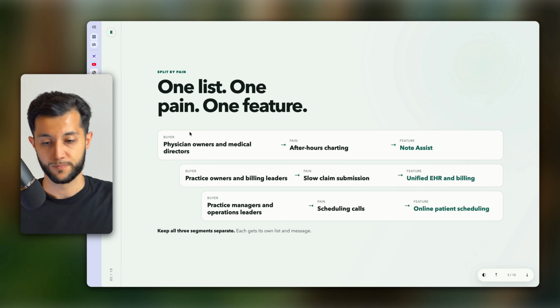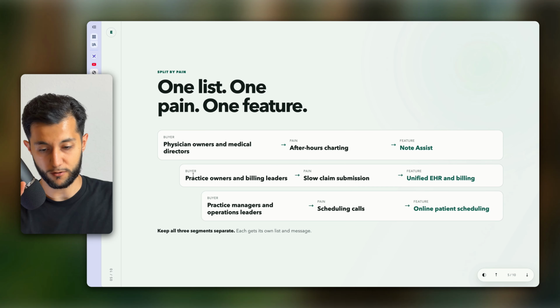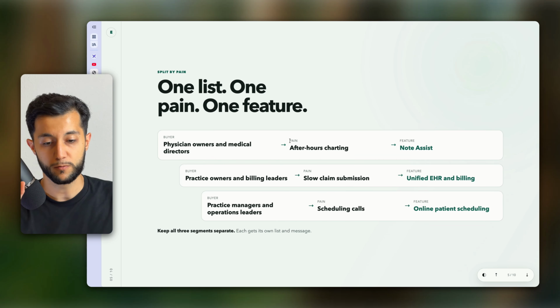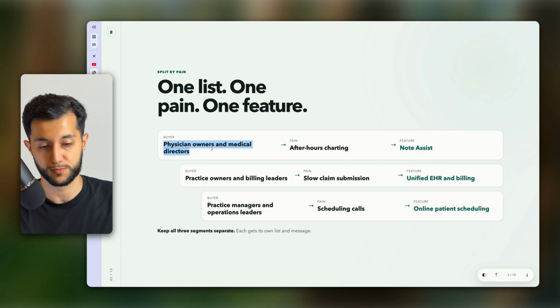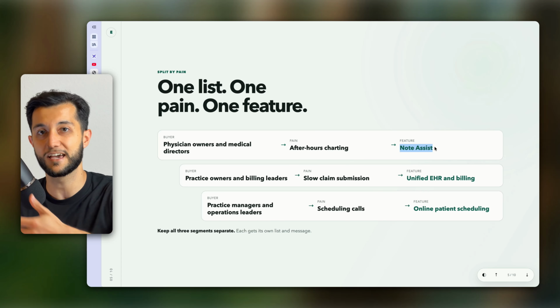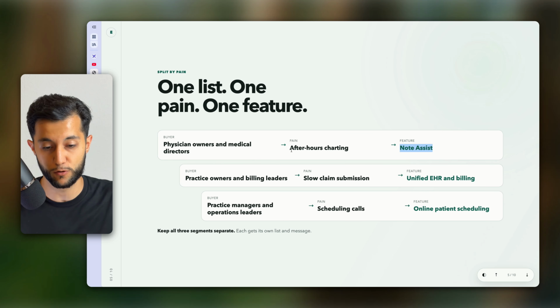One list, one pain, one feature. And then we will have the buyer on the left-hand side here. So for physician owners and medical directors, we will talk about the pain of after-hours charting, because that's usually their responsibility, right? And for them, we will give them the feature of Note Assist. And Note Assist is a feature within Elation that's going to solve the after-hours charting problem, right?